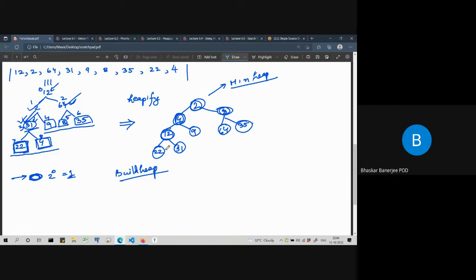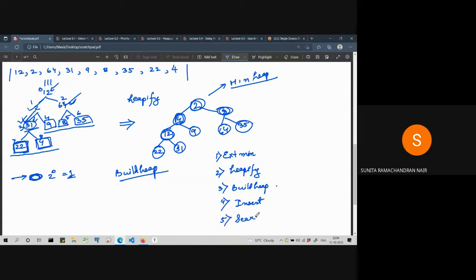Okay. So what are the things that we learned? We learned extract min. We learned heapify. We learned build heap. One more operation, quite simple, that is the insert in a heap. And finally, the fifth is search.